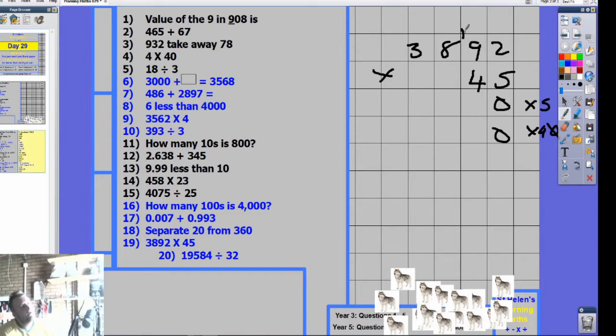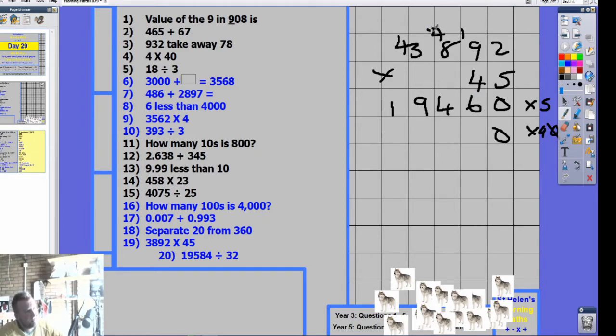5 times 2 is 10. 5 times 9 is 45 plus 1 is 46. 40 goes there. 5 times 8 is 40, 40 plus 4 is 44. 5 times 3 is 15 plus 4 is 19. So 3892 times 5 is 19460.